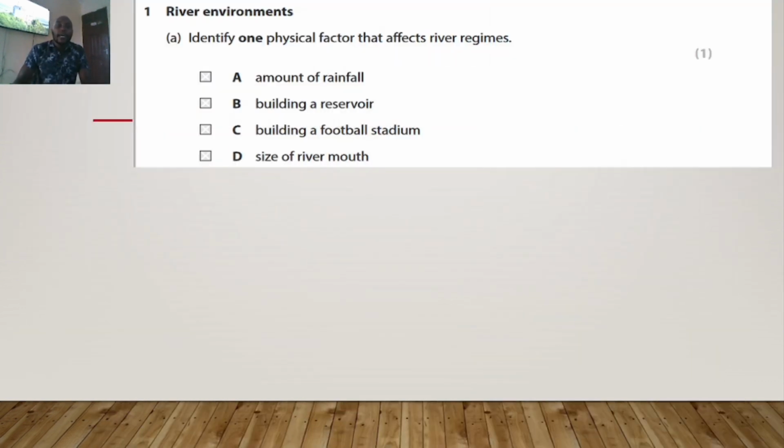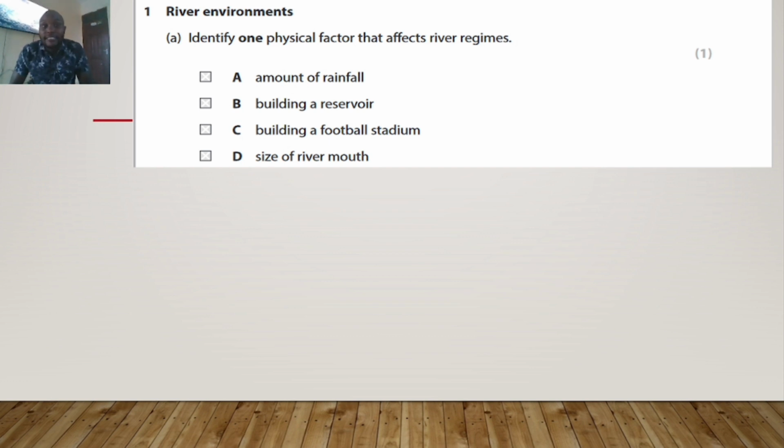It's clear there. Then identify one physical factor that affects river regimes. We've talked about this severally. One physical factor that affects river regimes: talk about amount of rainfall. It's actually an answer. Building a reservoir, we're talking about physical. Okay, it's physical there, but it's a human factor.